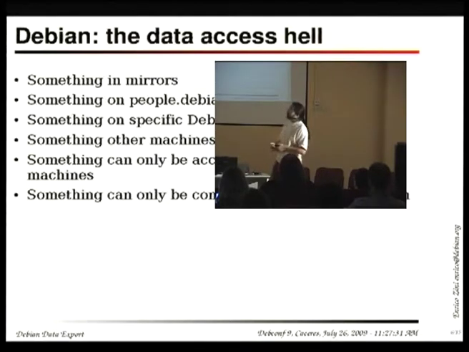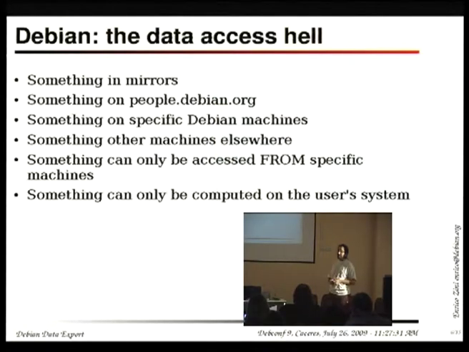And then where do you find the data? Sometimes it's on the mirror, sometimes it's in a directory on people.debian.org, or sometimes you need to log into the right machine that will have it in the file system. Sometimes it's elsewhere, outside of the Debian network. Sometimes you can only access it from specific machines. Like if I'm setting up a package search interface on my own server, I cannot access UDD, for example.